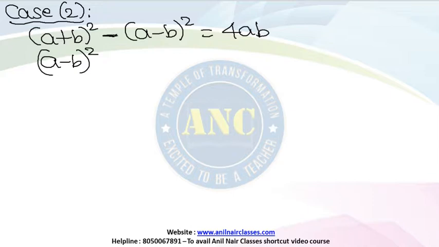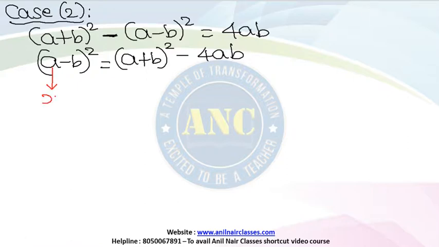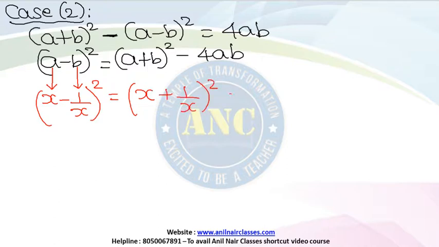if this goes to the right hand side it becomes plus, so 4ab comes to the left hand side. So this is nothing but a plus b whole square minus 4ab, but I don't want the notation to be like this. I want it to be x and 1 by x. Put a value as x, put b value as 1 by x. So this becomes x minus 1 by x whole square is equal to x plus 1 by x whole square minus 4 into x into 1 by x.